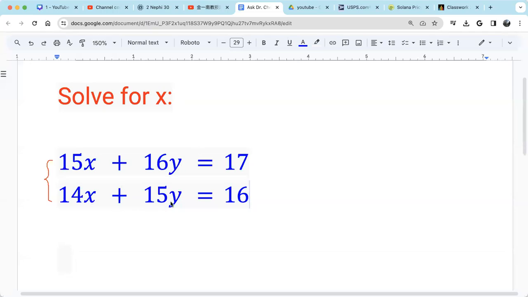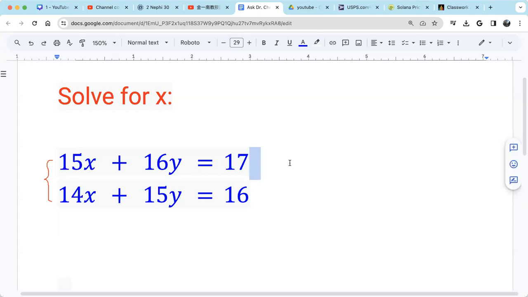So the numbers get too big. Either we use the elimination method or substitution method and get into big numbers. Probably we don't want to do that, right? So I'm going to show you another way of doing that.